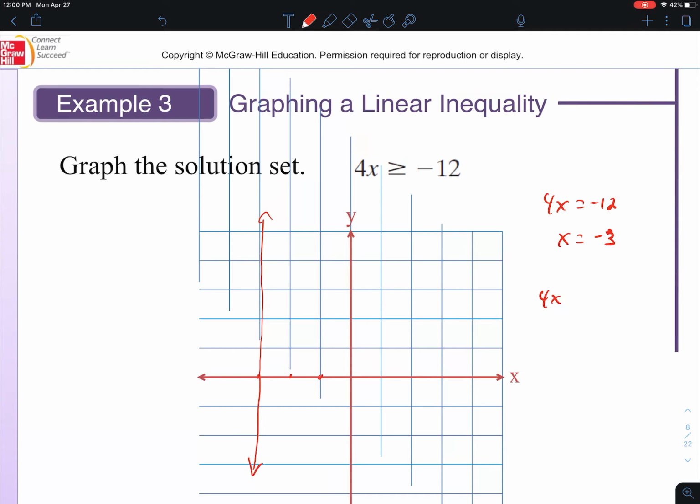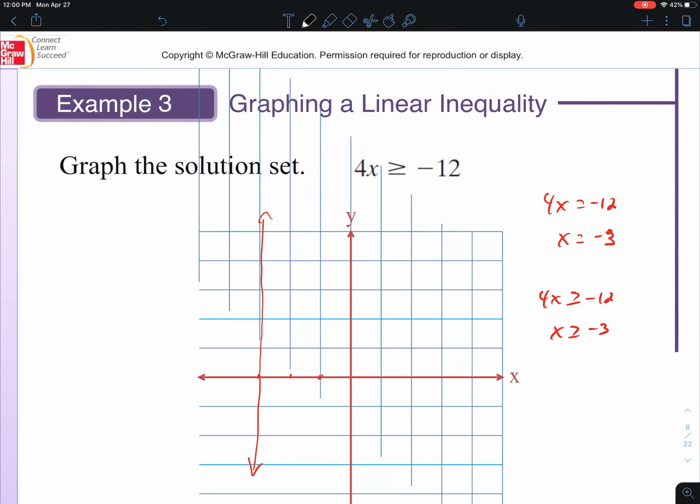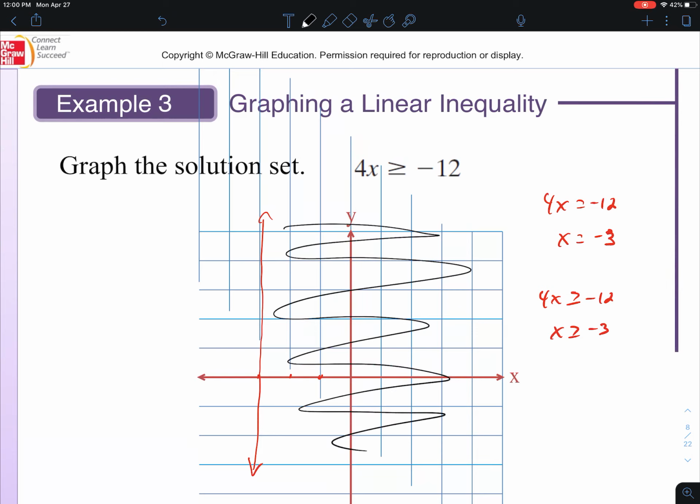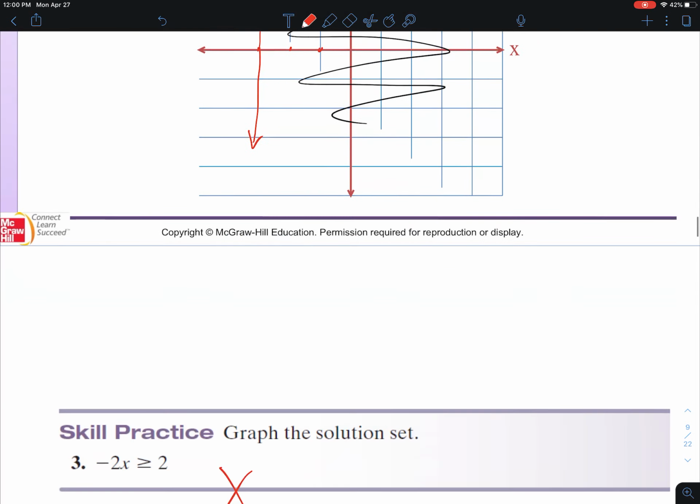Now, if I think about my inequality and I divide both sides, it's telling me that x is going to be greater than or equal to negative 3. So then that means that where are the values that are greater than or equal to negative 3, they're going to be to the right. And that's how you do this particular example.